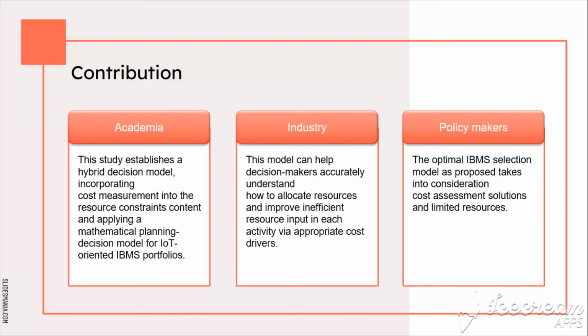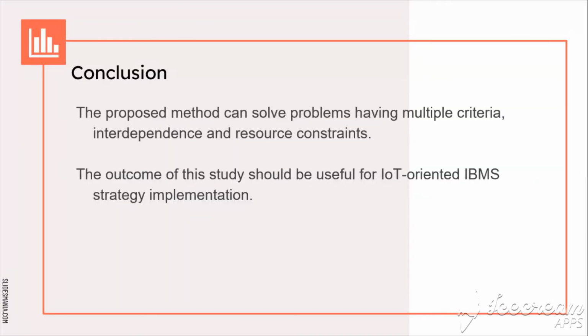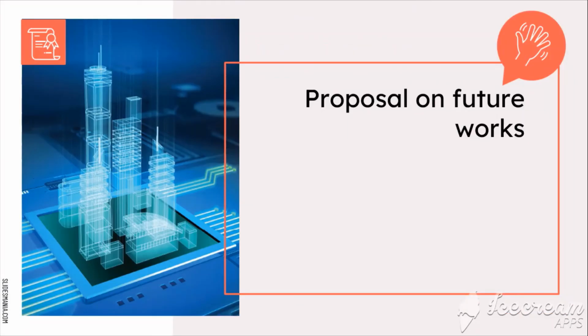And then for industry agency, this model can help decision makers accurately understand how to allocate resources and improve inefficient resource input in each activity via appropriate cost drivers. And for policymakers, the optimal IBMS selection model as proposed takes into consideration cost assessment solution and limited resources. And for conclusion, the proposed method can solve problems having multiple criteria, interdependence and resource constraint. The outcome of this study should be useful for IoT-oriented IBMS strategy implementation.